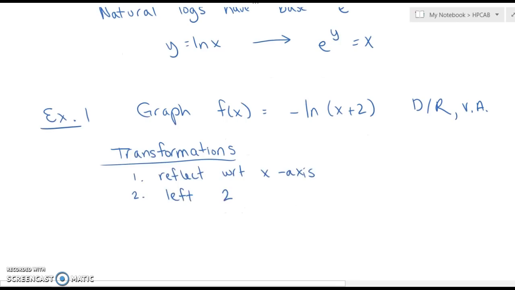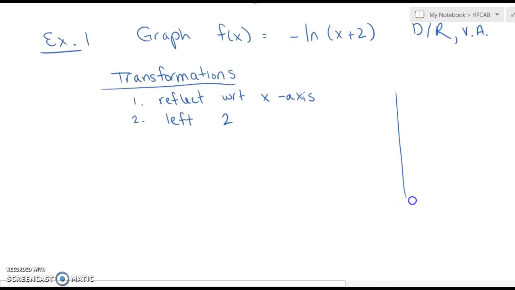And so what's going to happen is if you graph the natural log of x, the natural log of x is going to be just like your basic log function where a is greater than 1, because e is greater than 1. It's going to have this general shape, where you have your vertical asymptote here at x equals 0. So that's the natural log of x.